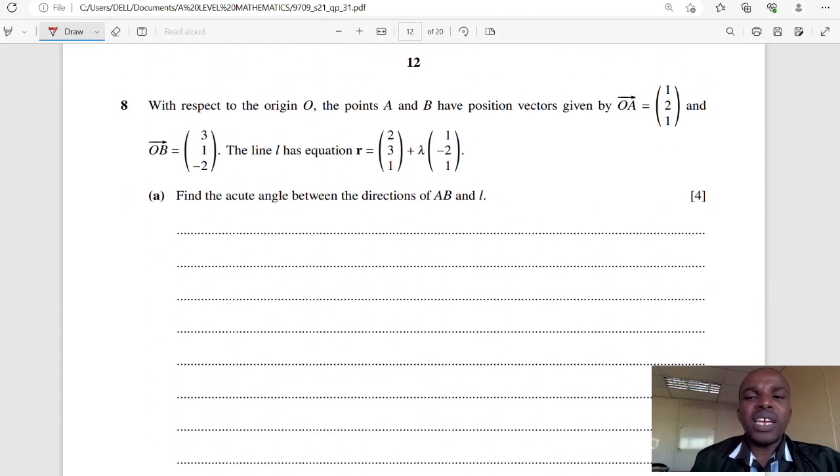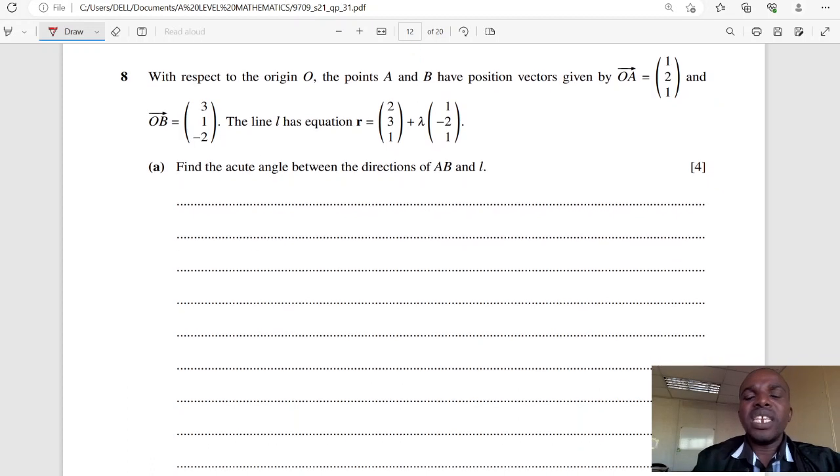Next, question number 8. With respect to the origin O, the points A and B have position vectors OA and OB given as constants. The line L has the given equation. Find the acute angle between the directions AB and L.